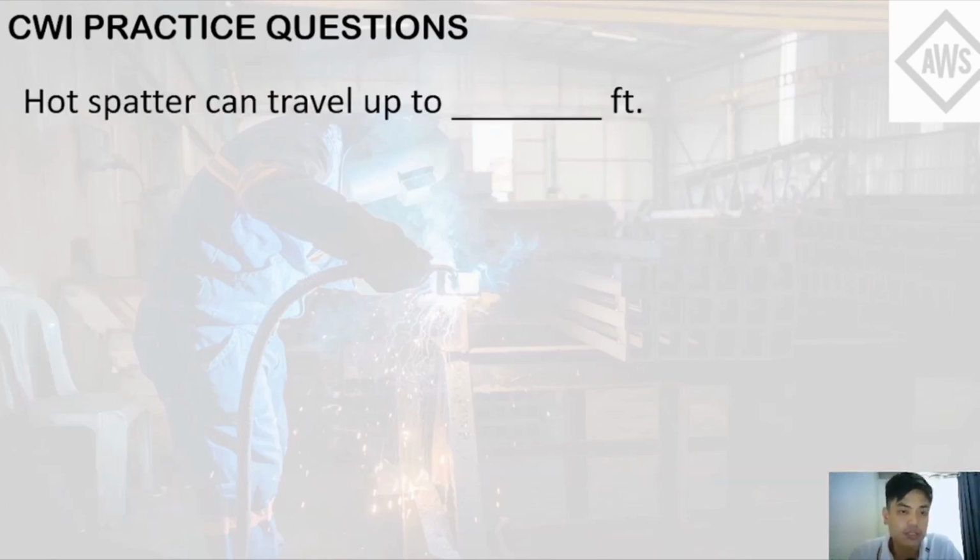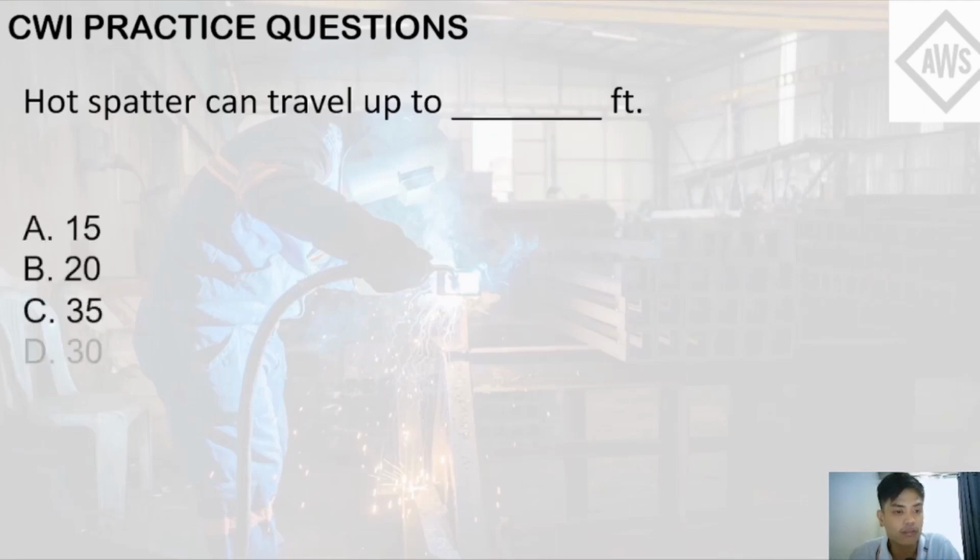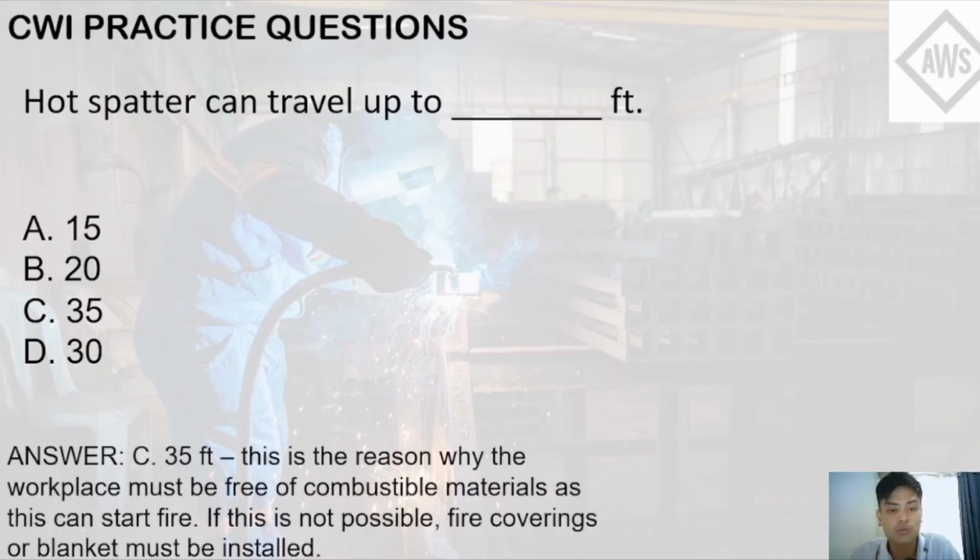The last question for this set is, hot spatter can travel up to blank feet. Letter A, 15; B, 20; C, 35; D, 30. This is a basic question regarding welding safety. The answer here is 35 feet. This is the reason why the workplace must be free of combustible materials, as hot spatter is still very flammable and combustible, and it can kickstart a fire if it is in contact with combustible materials like wood, paper, etc.